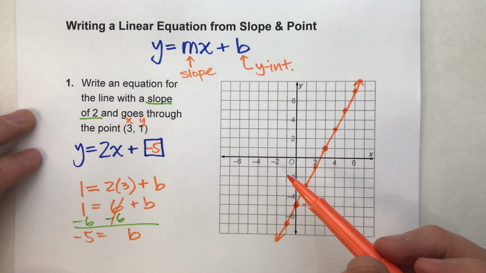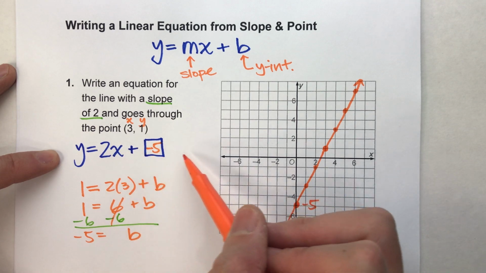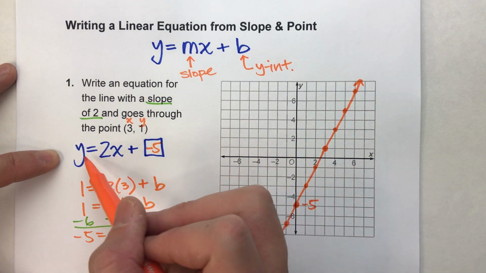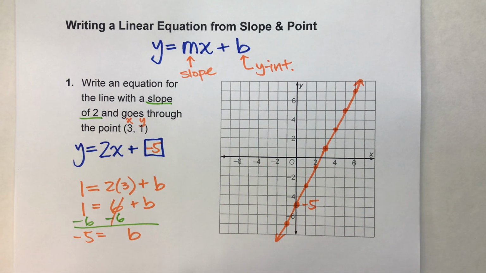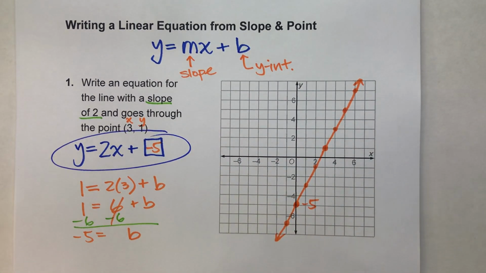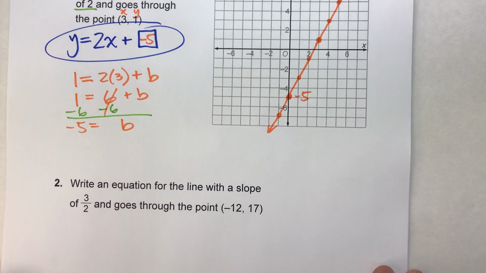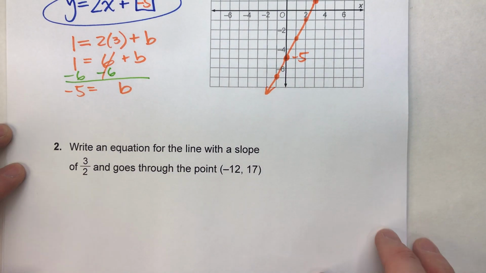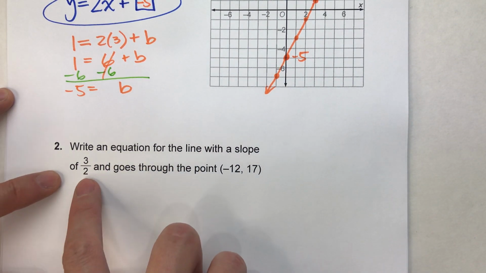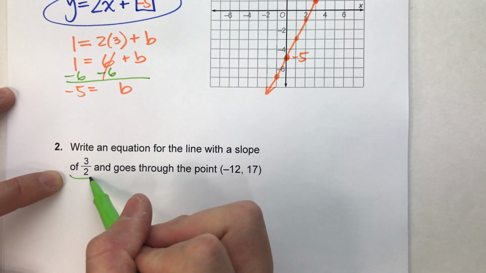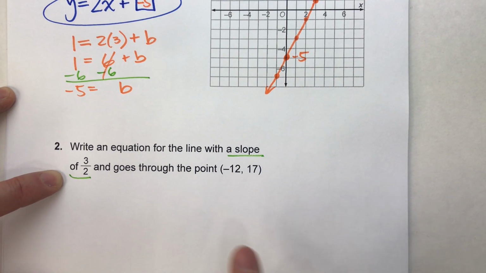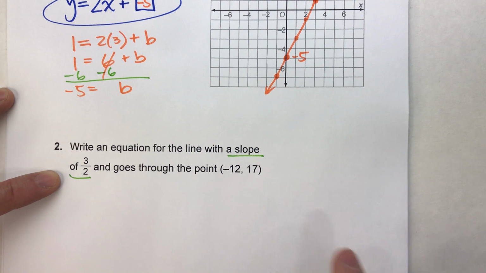So we now know our equation. y equals 2x plus -5. Or y equals 2x minus 5. It means the same thing. But there it is. Okay? Let's do one more, make it a little bit harder. Write an equation for the line with a slope of 3/2 this time. So here's our slope, 3/2. And it goes to the point (-12, 17).